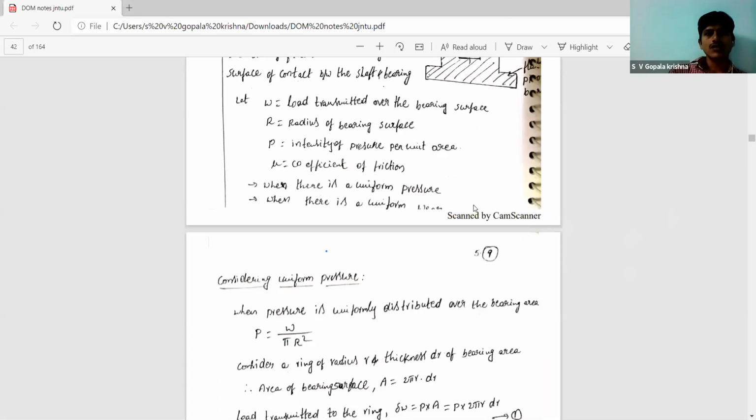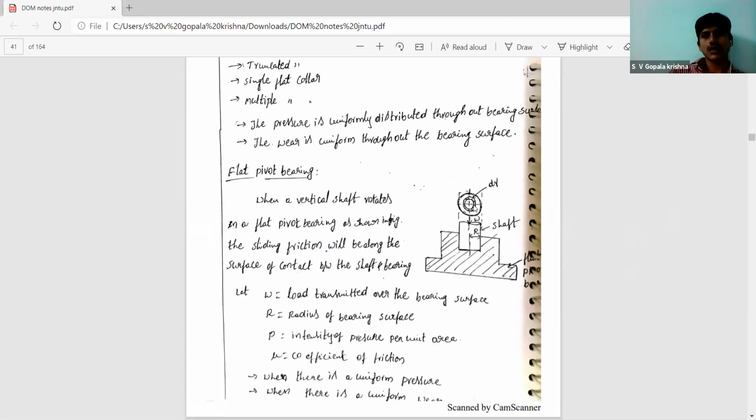Already you know how the bearings are arranged, and what types there are in bearings.